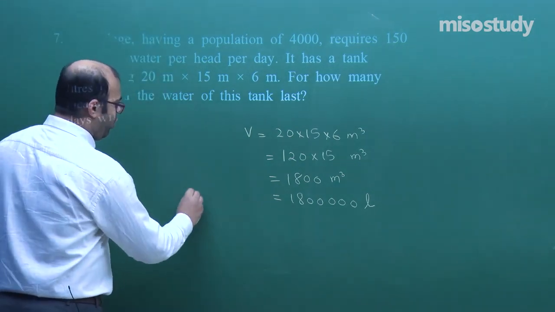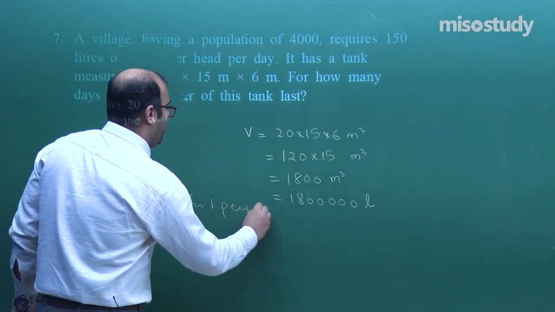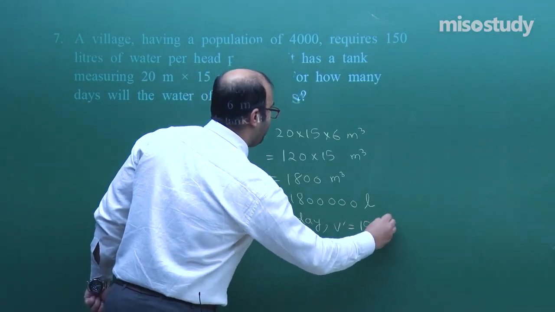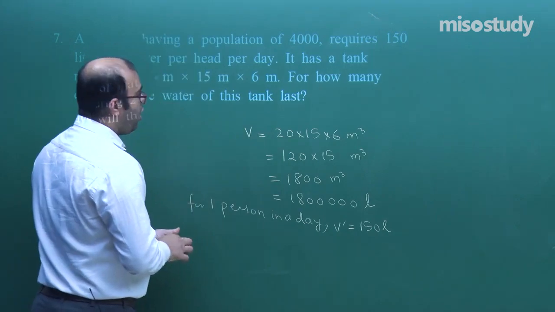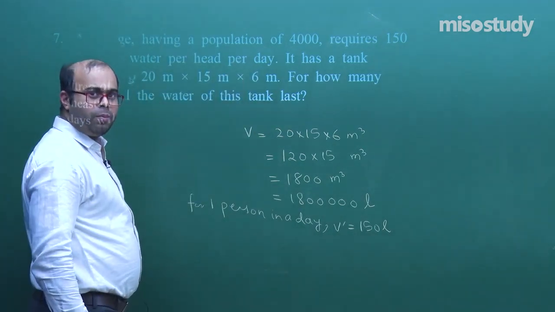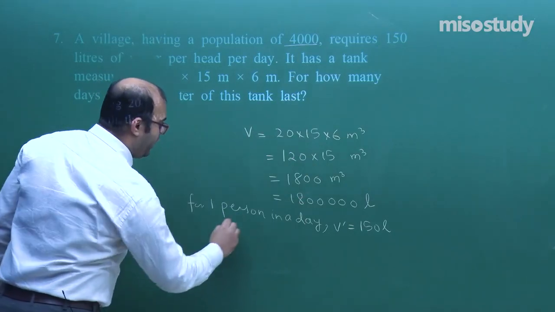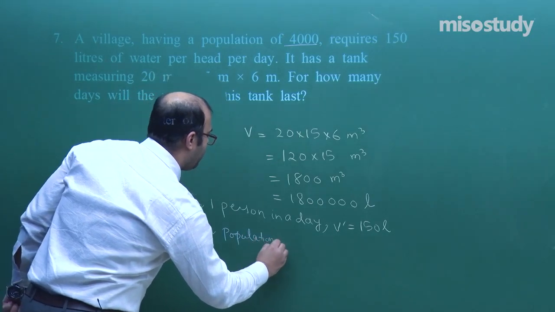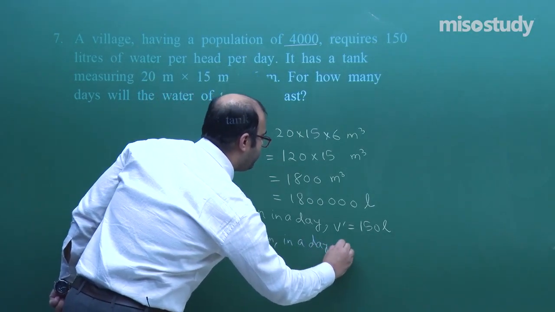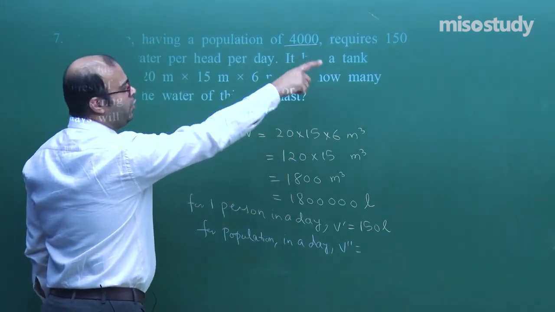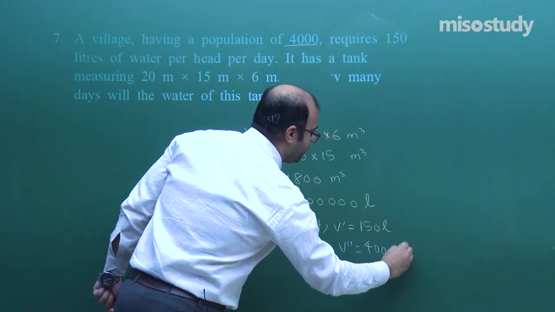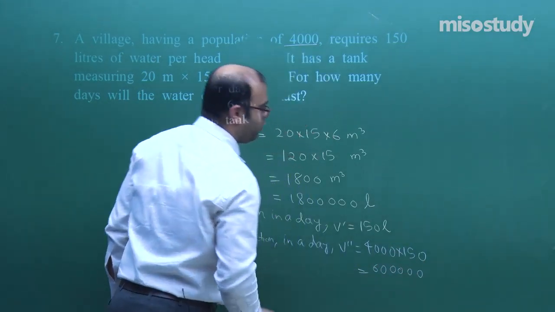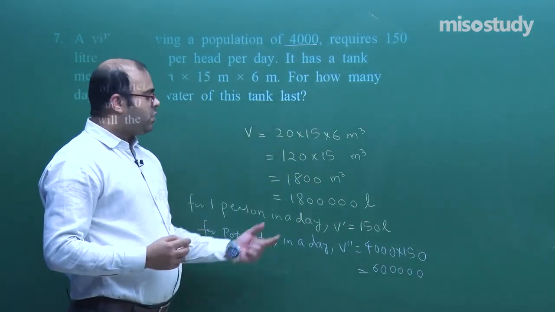Now, for one person in a day, how much volume is needed? V dash, that is 150 liters of water. How many people live in that particular populated area? 4000. So for the population in a day, the volume needed is V double dash is equal to 4000 into 150, which will become 15 into 4 is 60, and then 4 zeros. So, how many days will this water last?